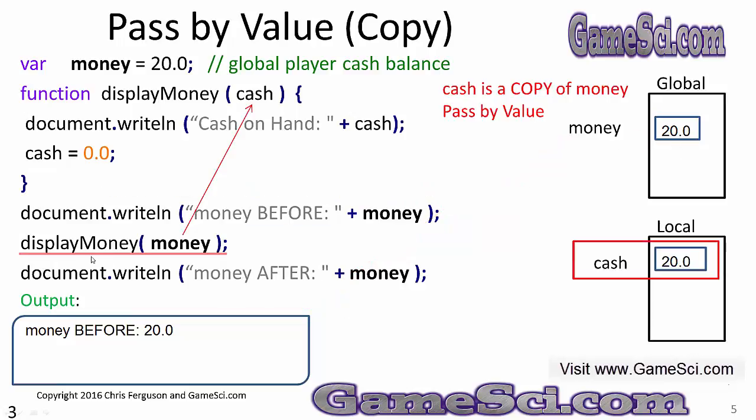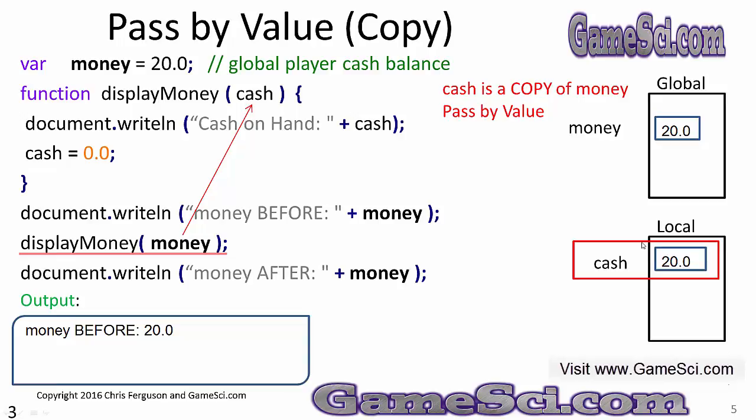Now let's call a method called displayMoney. This is the call. So we'll pass it as an argument the value 20.0. So 20.0 is the argument that will be assigned to the local variable cash. Now as a local variable, cash is a copy of the variable money. See the 20 that was in money? It got copied to the local variable cash. That's why it's passed by value. We're making a copy of the value in the variable money.